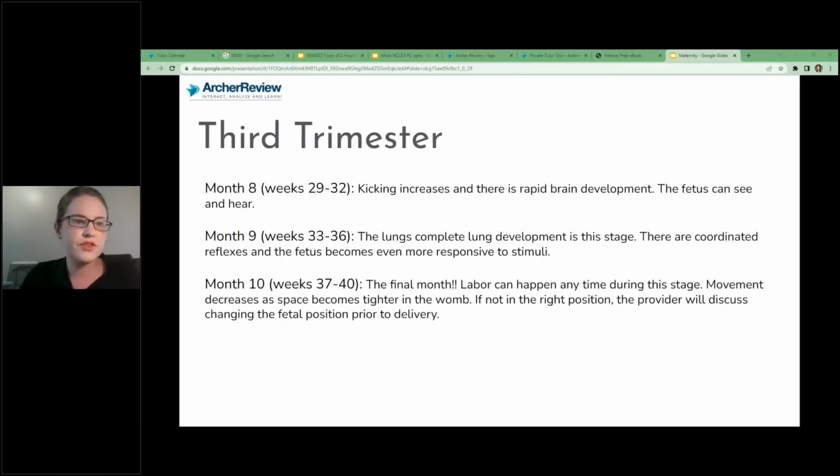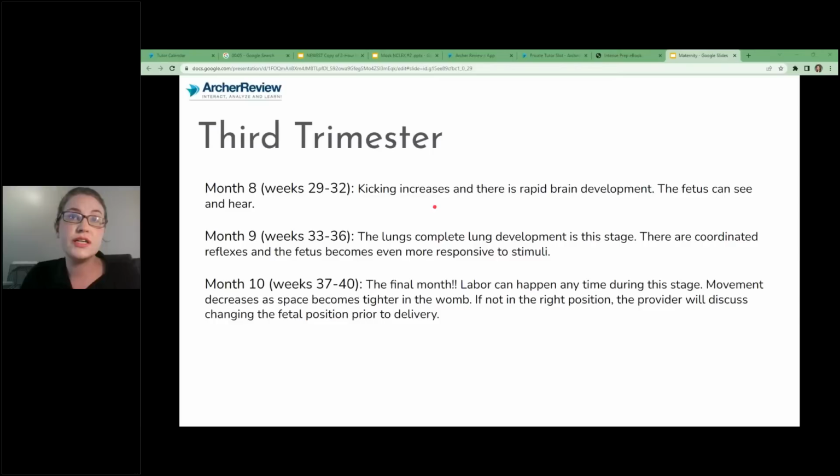All right, then we have the 3rd trimester. Most women, once they hit this 3rd trimester, they're pretty ready to deliver at this point. They're developing lots of aches and pains, especially in their joints, and they're definitely ready to go. So let's look at these months one at a time. First, we have month 8. That's weeks 29 through 32.